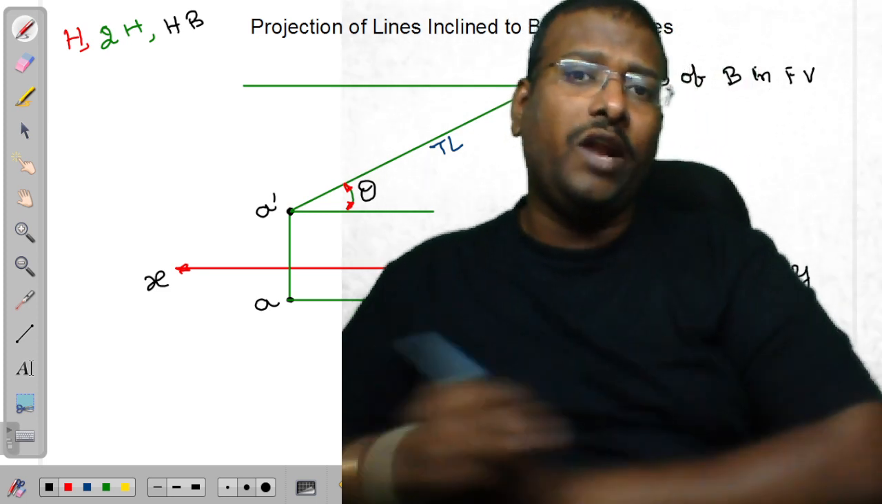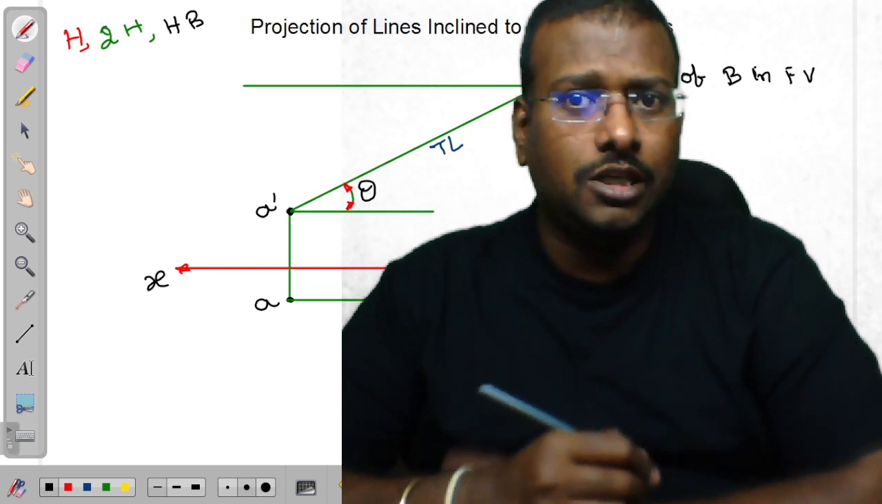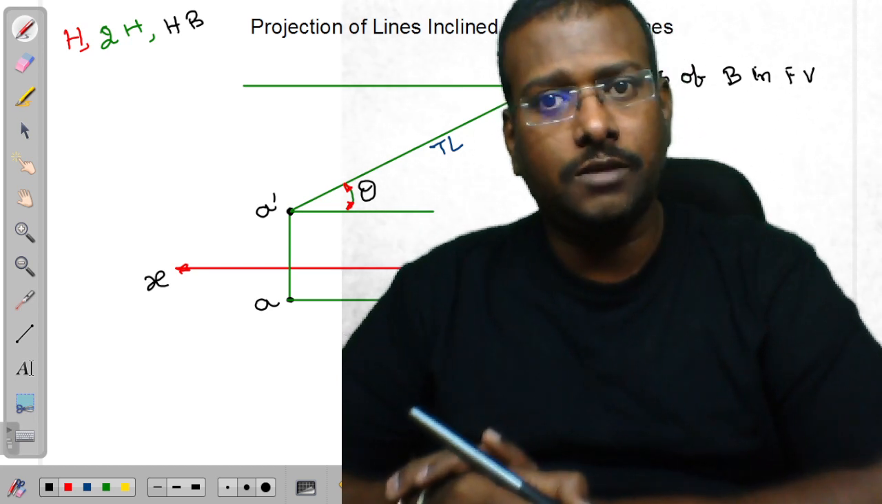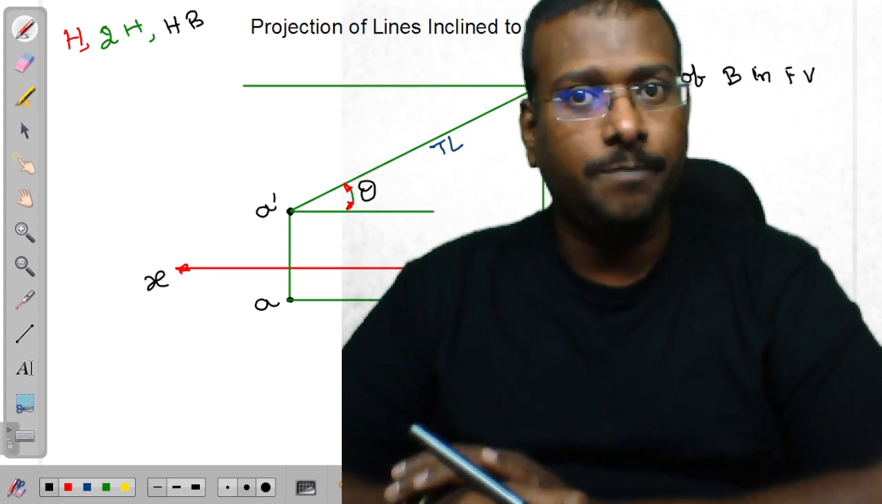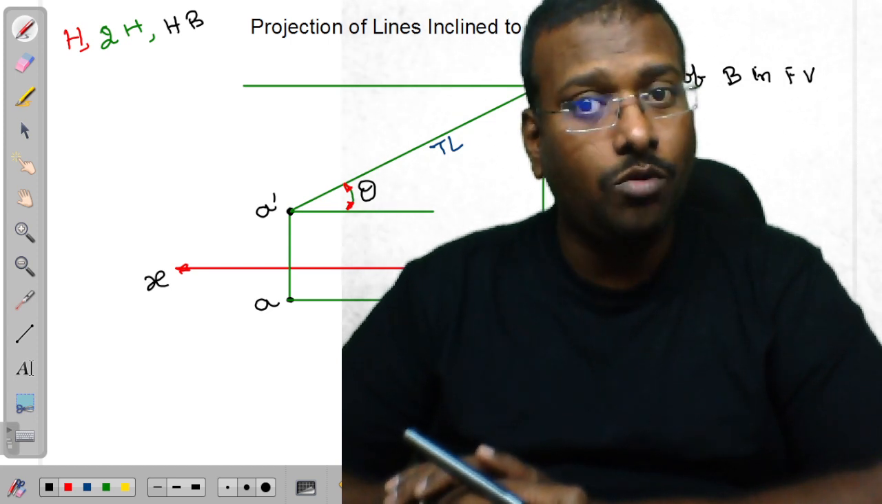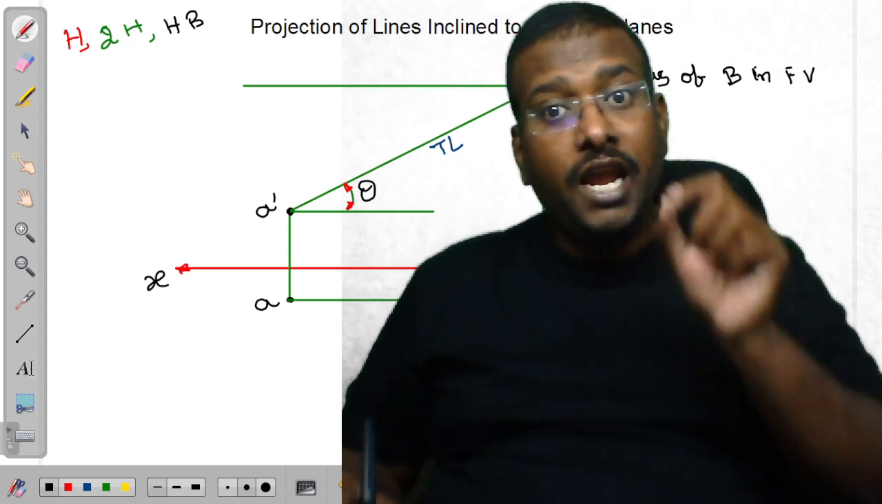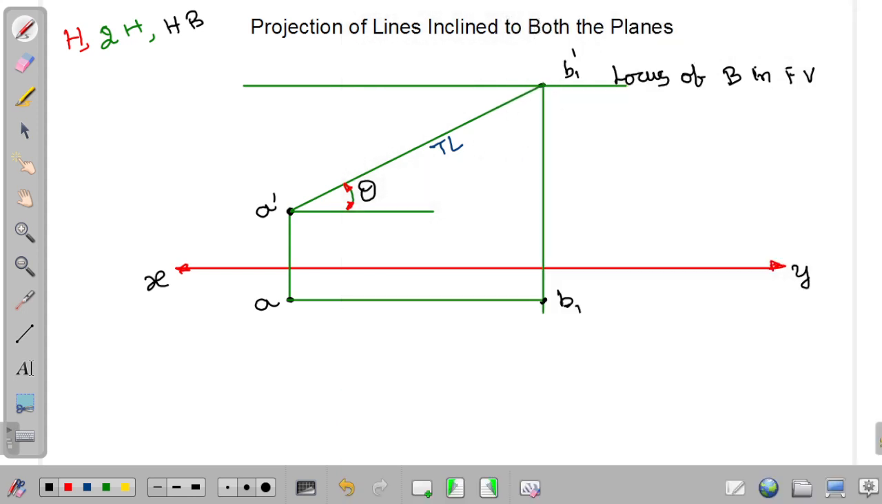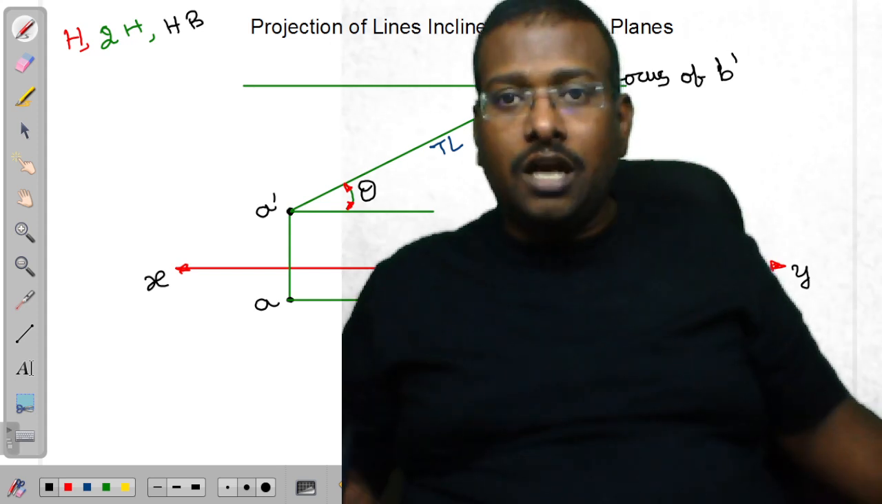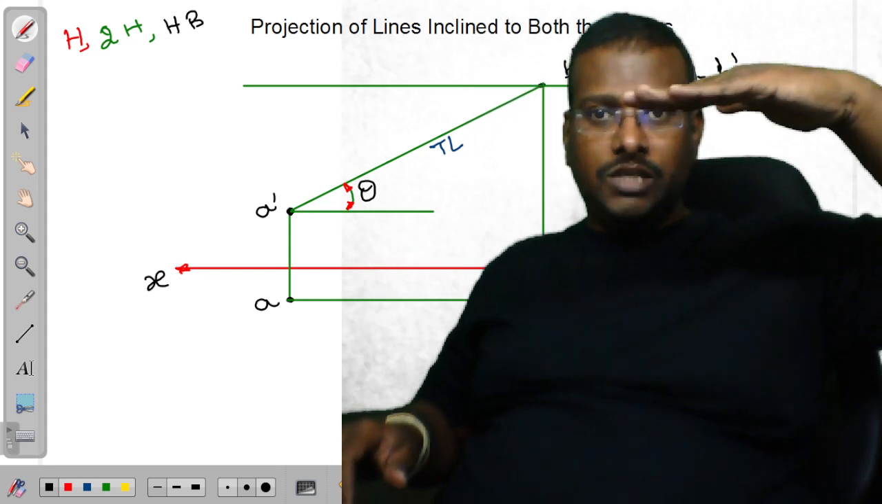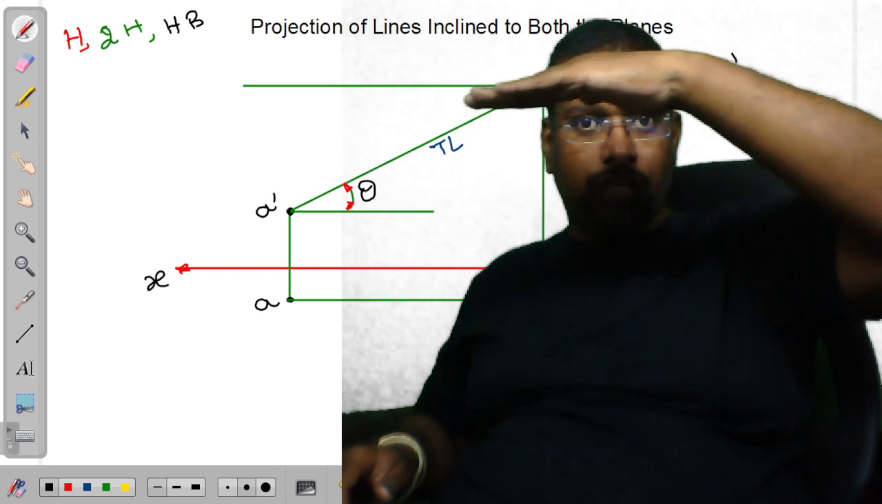But we know one word. Sir, capital letters we should not write with reference to the XY line, because we have to use small letters only. Then what do I have to do? What is the symbol we use for B in front view? B in front view is small b dash. That is why, instead of writing B in front view, we will write locus of b dash. Because of theta, the height of point B is fixed. Height of point B is fixed at this level.